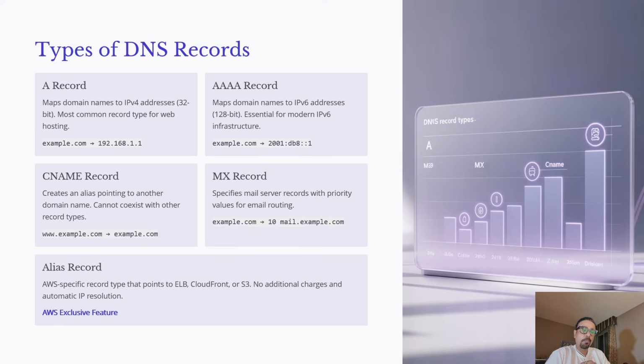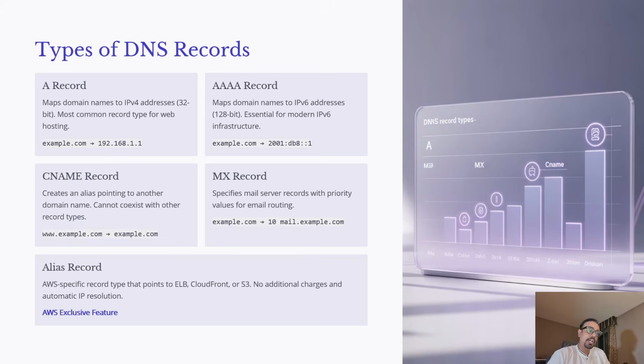So this lets you point your domain directly to AWS services like ELB, CloudFront distribution, or S3 bucket. Alias records come with no extra charges and automatically resolve the IP addresses, making them better than CNAMEs when working with AWS services. Together, these record types give you full flexibility to configure and control how traffic flows to your application.